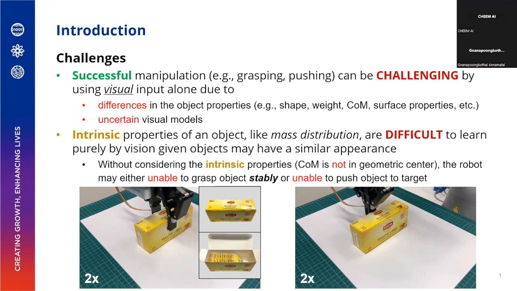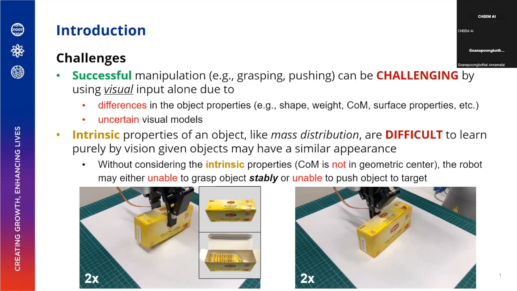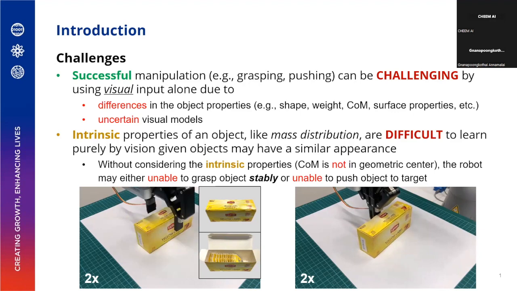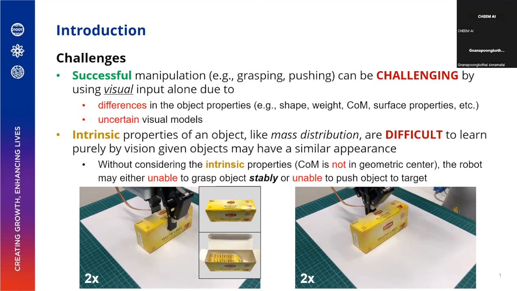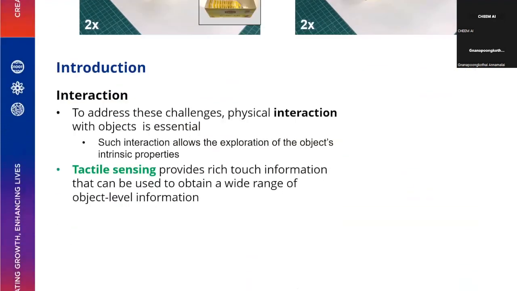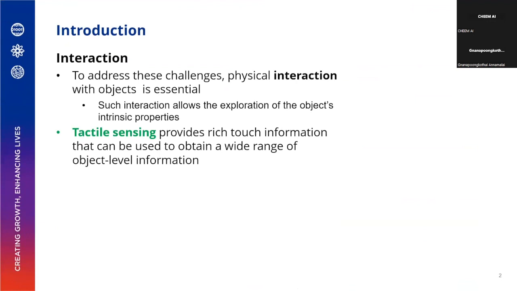Another example is pushing. If you push this kind of tea box, it's not able to push the box translationally; it will rotate. This is because the COM is wrong by vision. So we need to find a solution, right? To address all these challenges, physical interaction with the object is essential.